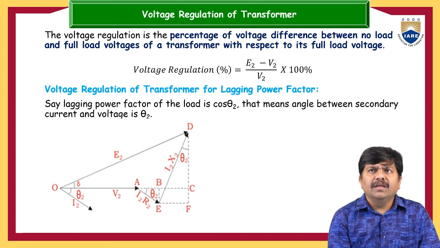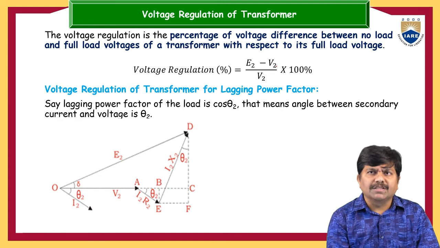Voltage regulation is E2 minus V2, where E2 is the no load induced EMF in the secondary winding. So initially, what happens if there is no load? What could the voltage be? That voltage is of course V2, but V2 changes slightly with respect to the load. Under the no load case, the voltage is the secondary winding induced EMF E2, and the full load voltage is V2, into 100%. This is the formula we are going to use to calculate the voltage regulation.